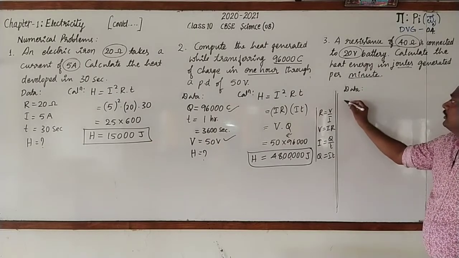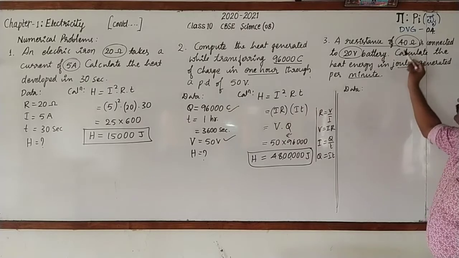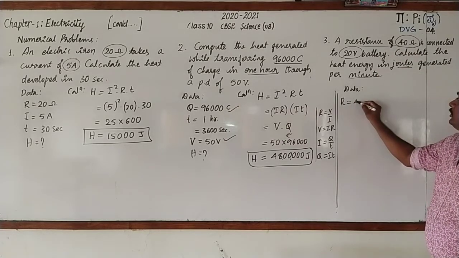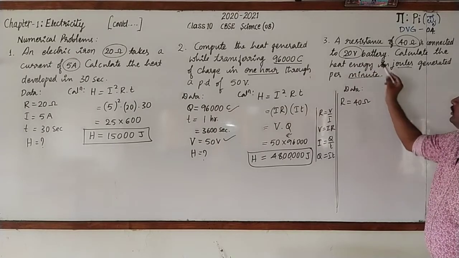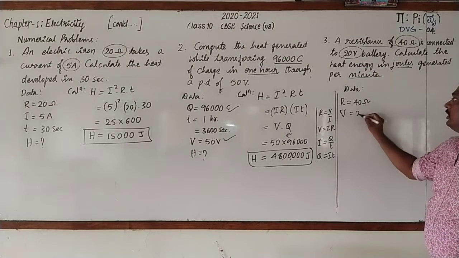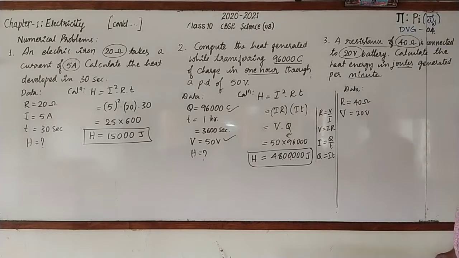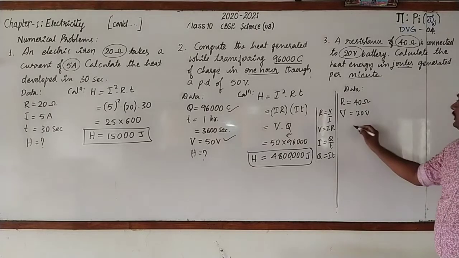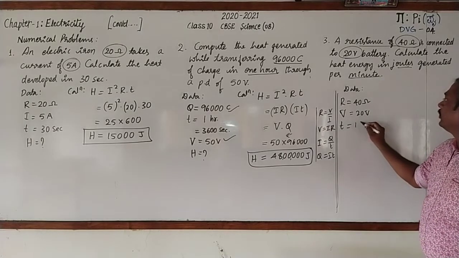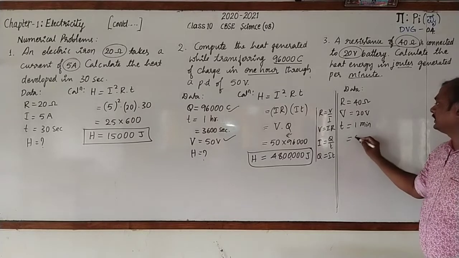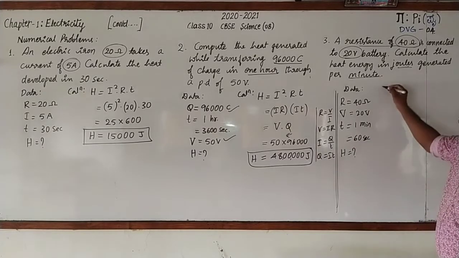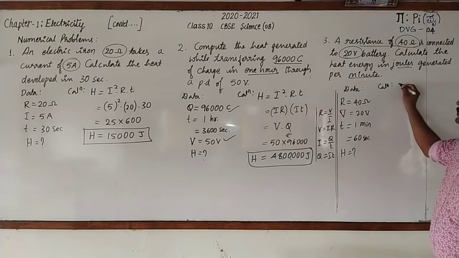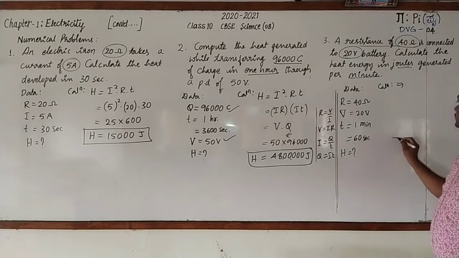Let's go further. Writing the data. Resistance of 40 ohm, R equal to 40 ohm, is connected to a 20 volt battery, voltage 20 volts. Then time is given, it is 1 minute, which is nothing but 60 seconds. You are going to find out H.